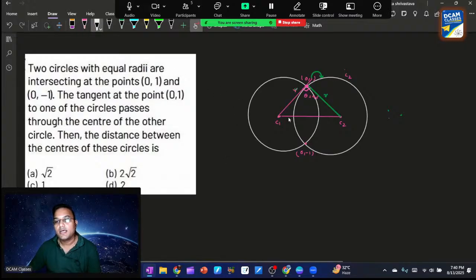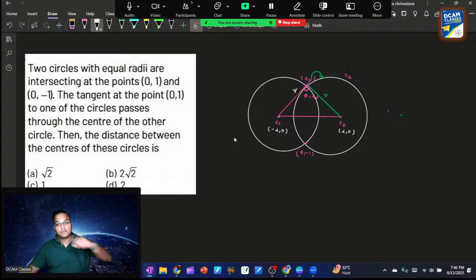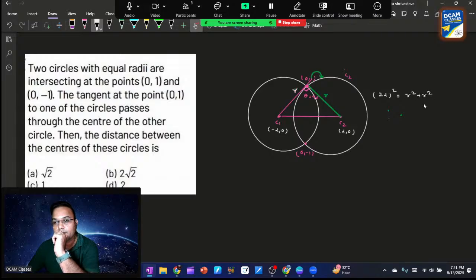Now you have to assume something like minus alpha comma 0, and this is alpha comma 0. This is radius r. Then here 2 alpha whole square should be equal to r square plus r square. 2 alpha whole square is equal to 2r square, I'm getting.